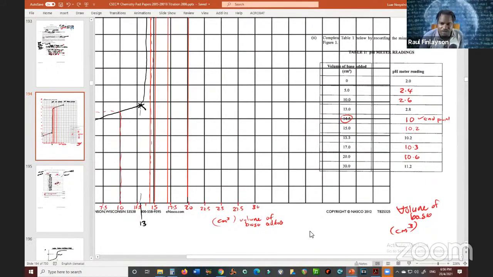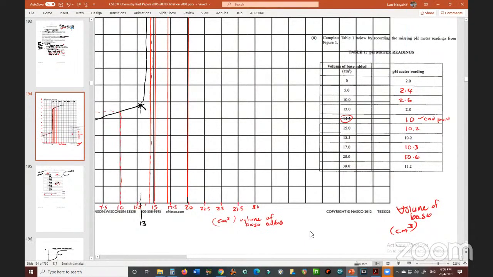Casey, you said you were plotting your graph. Meanwhile, I was doing mine. All right, so that's a good practice.